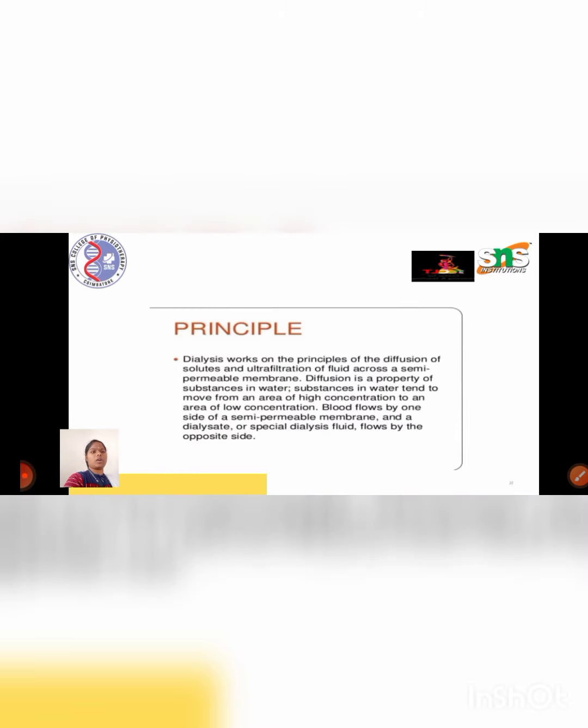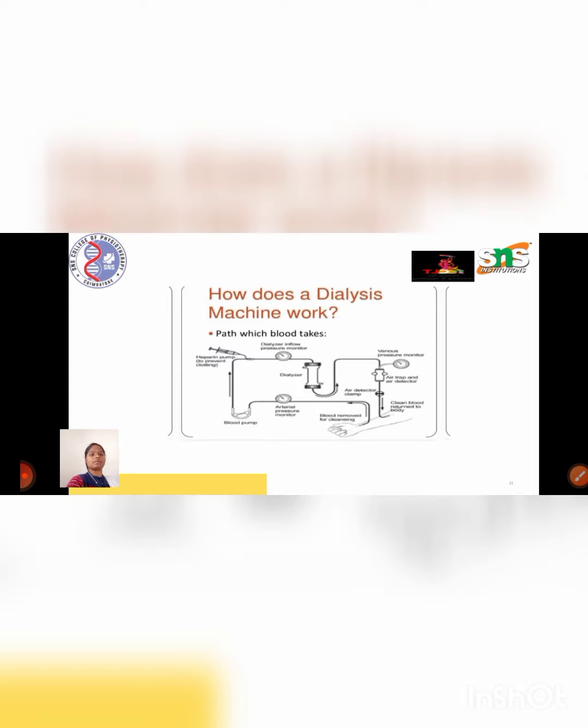Principle. Dialysis works on the principle of the diffusion of solutes and the ultrafiltration of fluid across a semi-permeable membrane. Diffusion is the property of substances in water to move from an area of higher concentration to an area of lower concentration. Blood flows by one side of the semi-permeable membrane, and the dialysate, a special dialysis fluid, flows from the opposite side. How does the dialysis machine work?